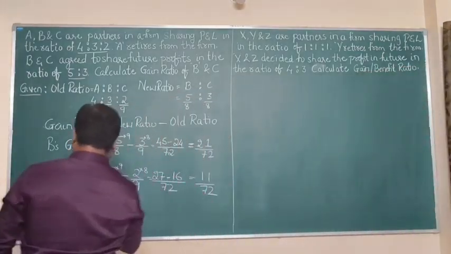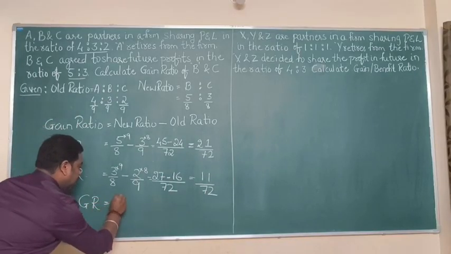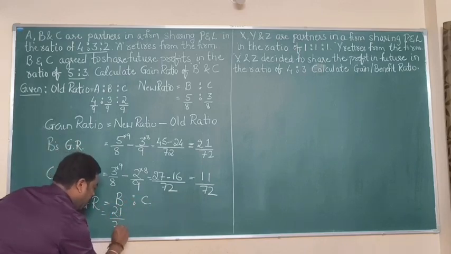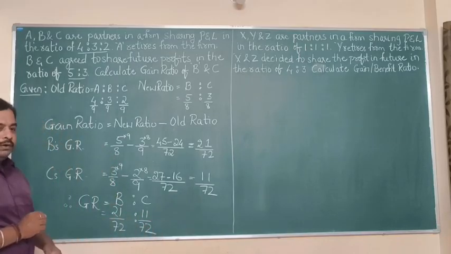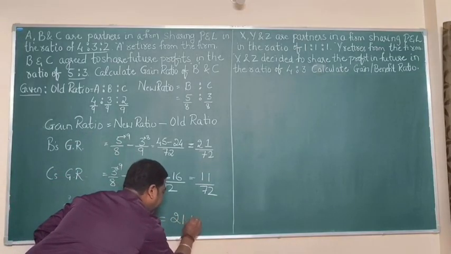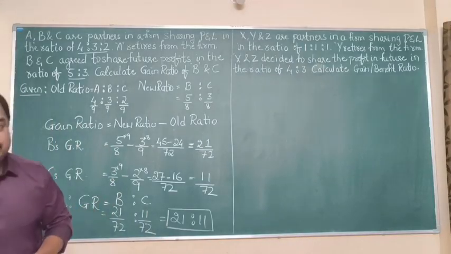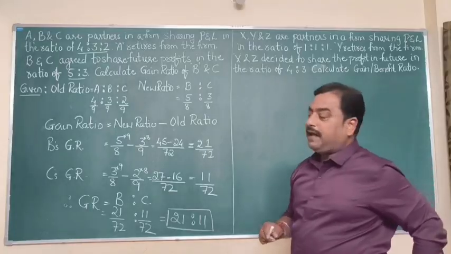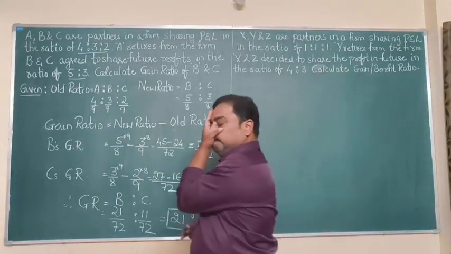So write the final answer. Therefore, gain ratio is equal to B is to C, 21 upon 72 is to 11 upon 72. Both the denominators are the same, so no need to change. The final answer will be 21 is to 11. A very simple and easy way of calculating your gain ratio here. So what is the formula? New ratio minus old ratio. Very quickly, let us move on to the next problem.